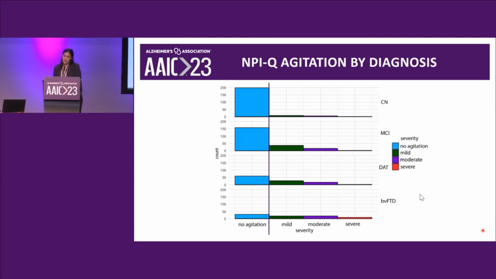This shows the breakdown of the NPI-Q measure of agitation by diagnosis. So to the right of the line are individuals with presence of agitation. So you can see most were mild and some moderate, and severe was mainly present in the BVFTD group.